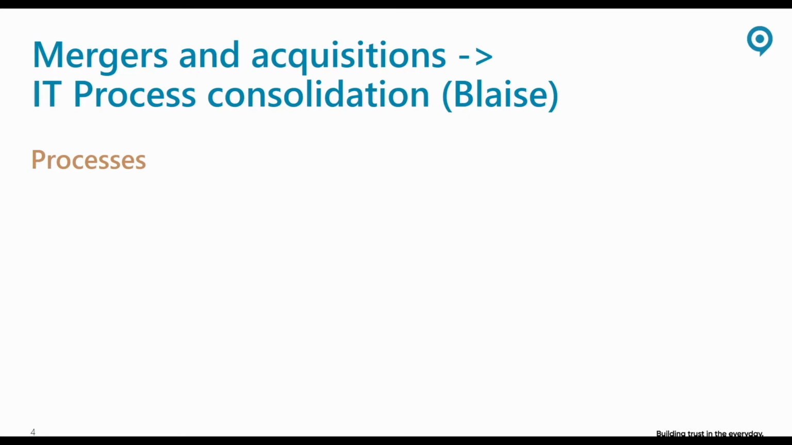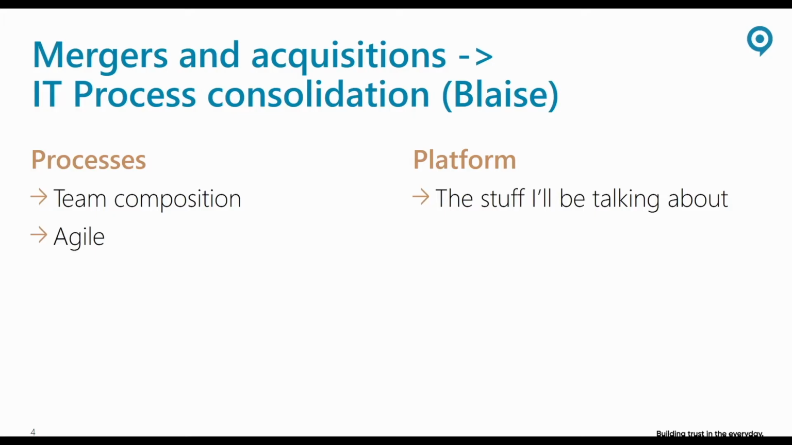Within the last couple of years, our company went through some mergers and acquisitions. And as a result, we identified the need to consolidate our IT processes. We call this project Blaze. And Blaze contains 2 tracks. The first one is processes. It has to do with how we build our agile teams and what sort of methodologies we're using. The second one is called platform, and that's the one I'm leading. It contains the technical solutions to facilitate empowering the teams and improving stuff.